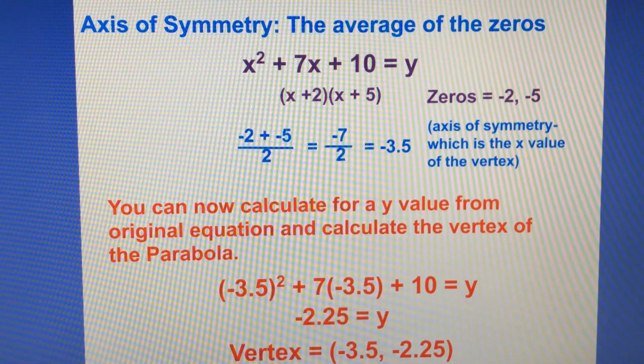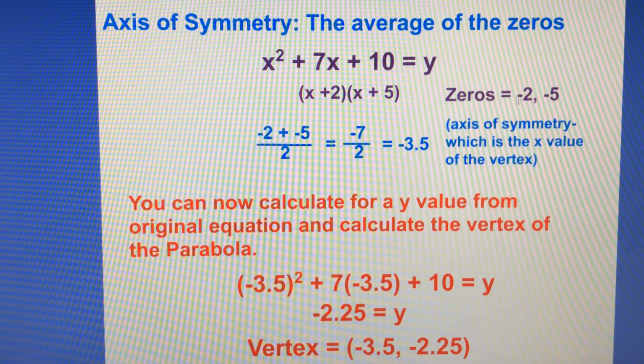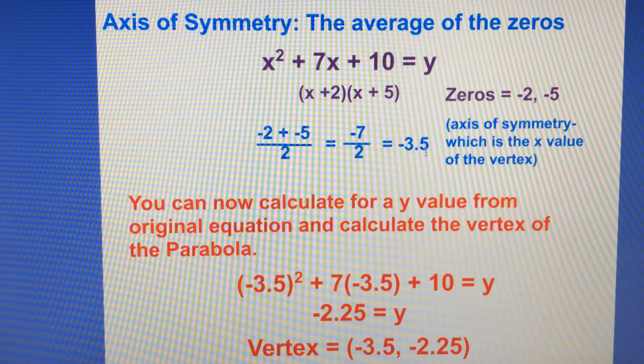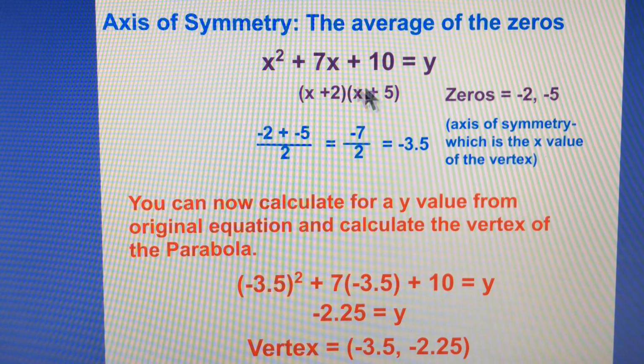Axis of symmetry. That is the average of the zeros. So if I know my zeros, I can take their average and find the axis of symmetry, because the axis of symmetry goes right through the center. So it makes sense. I take my 2 zeros, average them like any mean you would do, and I have an axis of symmetry as negative 3.5. Oh, all of a sudden things are looking a little easier. The whole problem was factoring.